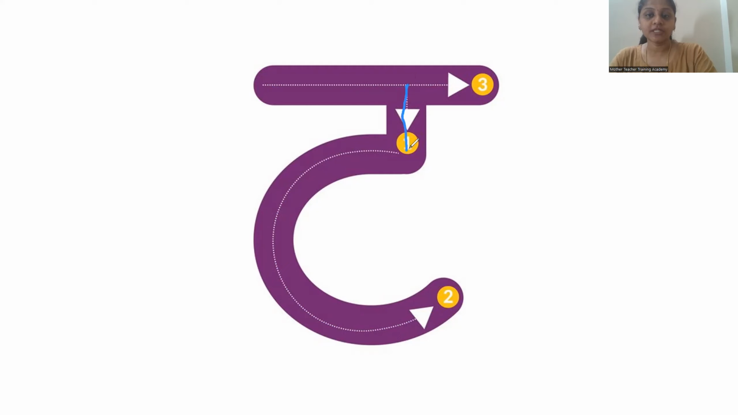It's a short standing line. Connected to it, English letter C and a sleeping line running over it. So this is Hindi letter T. What is this letter? T. Yes. Now let's see what are the different words which start with the letter T.